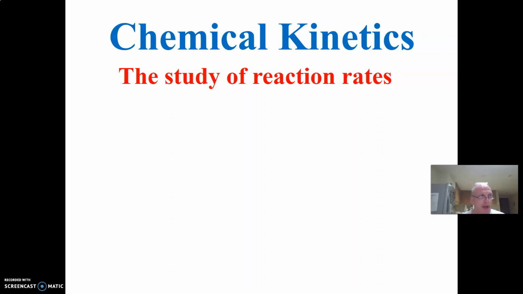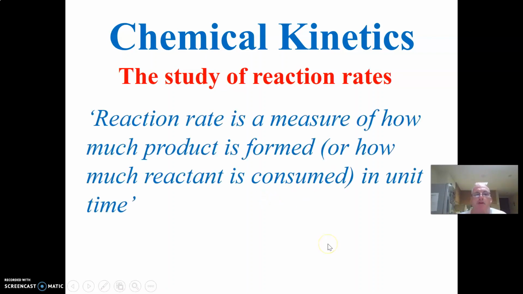Well, reaction rate really is a measure of how much product is formed in unit time, or how much reactant is consumed, used up, in unit time. It's like in physics, when you're asked what speed is, it's the distance covered in unit time, isn't it? So in chemical kinetics, it's a measure of how much product is formed in a given time, or you can measure it as the rate of decrease of the amount of reactants, okay?